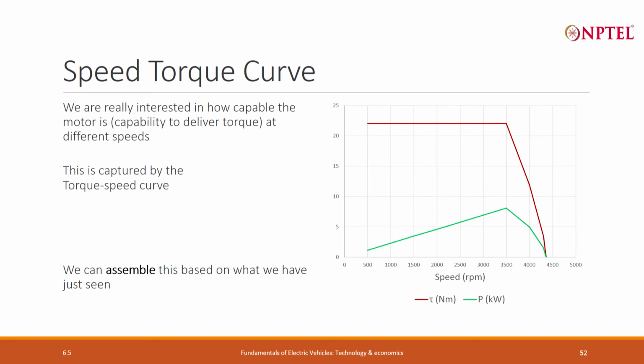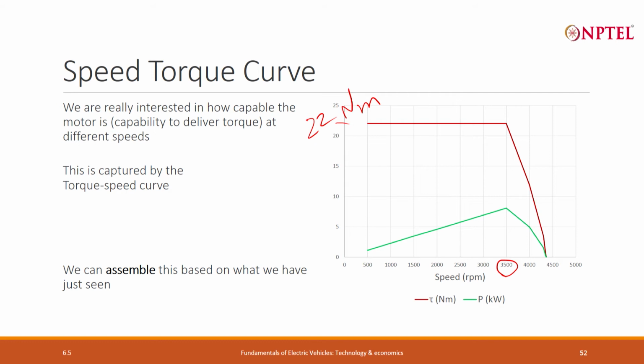It will look like this. Up to the rated speed of 3500, I can get 22 Newton meters. Why 22 Newton meters? Because that is the torque I get when the rated current, the maximum allowable continuous current is applied. But beyond 3500, the torque I get keeps falling and it becomes 0 even before I can touch 4400 rpm.